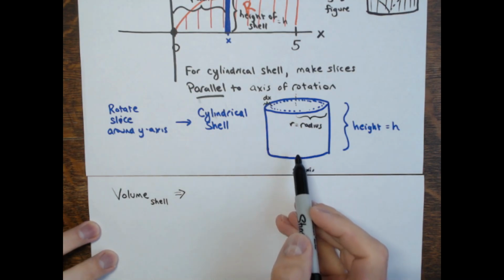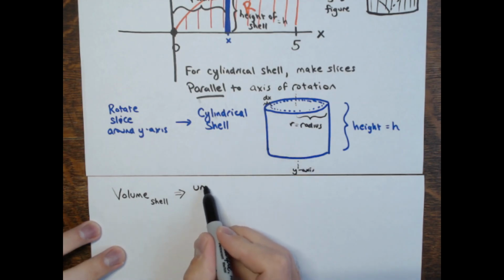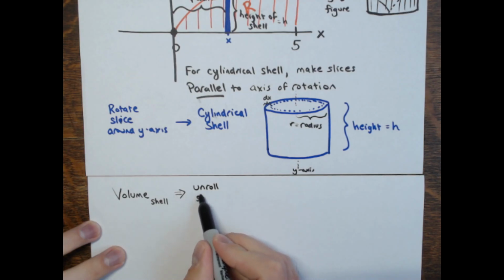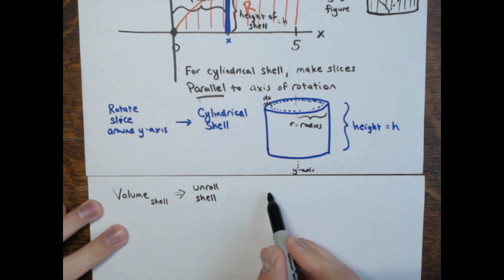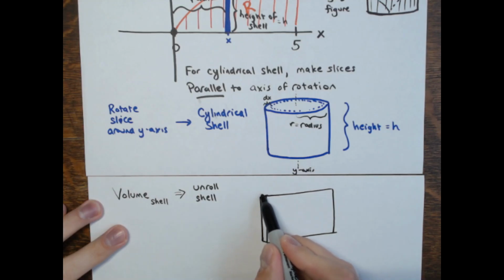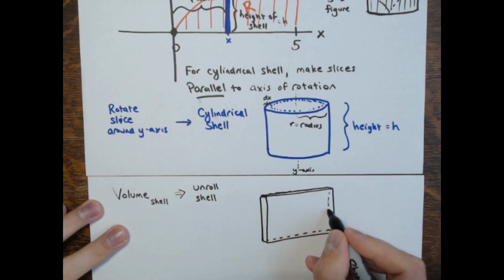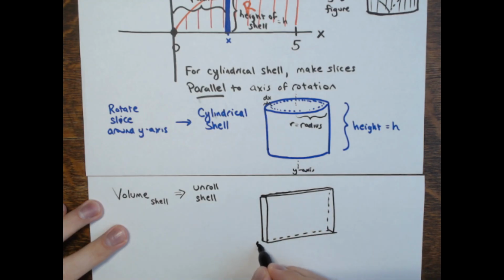remember I said earlier, this is like a rolled up piece of paper. Let's think about unrolling the shell into a sheet of paper. So you have this picture here, like this. Just a thin sheet of paper. Again, very thin. I'm not the greatest artist, I'm sorry. Yeah, very thin. So again, the thickness of this piece of paper is called dx, right?